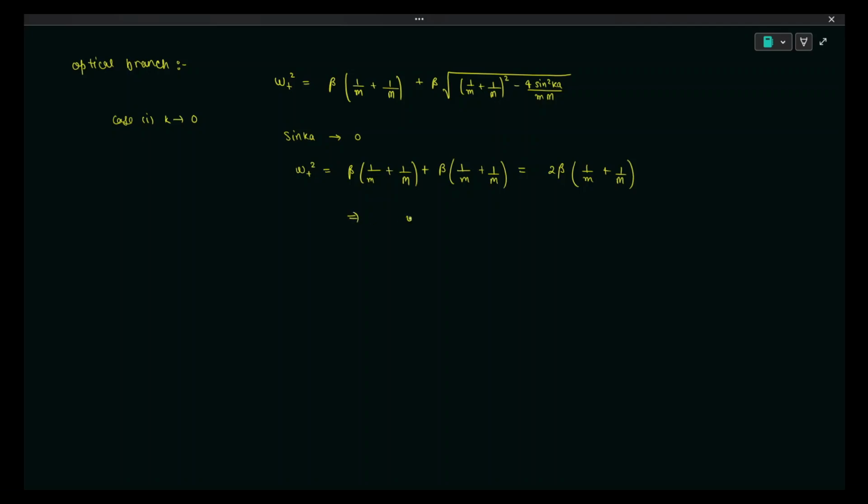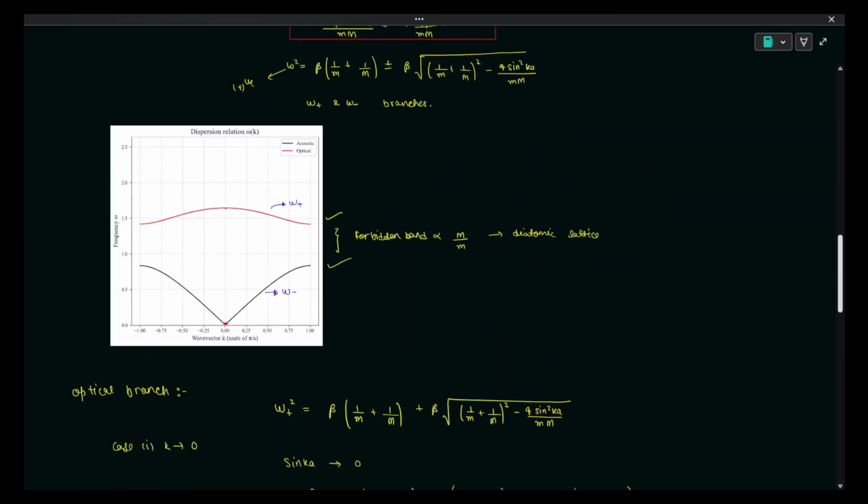This means that omega plus will be equal to the square root of 2 beta times (1 divided by small m plus 1 divided by capital M) at k equal to 0. So this is the value at k equal to 0 for the optical branch. This means the peak value here is the square root of 2 beta times (1 divided by small m plus 1 divided by capital M).